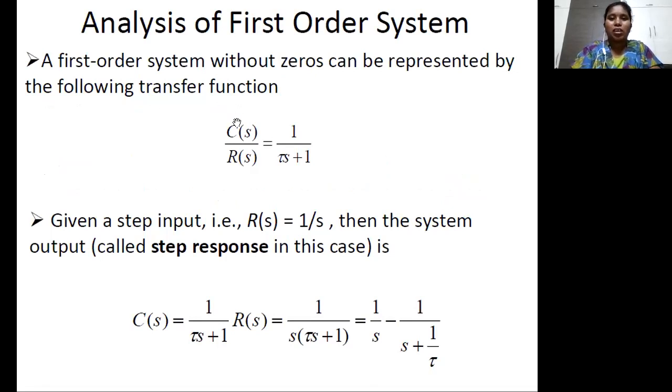Let us take the first order system. I am considering C of S by R of S, which is the Laplace transform of output divided by the Laplace transform of input. Here C of S divided by R of S is equal to 1 divided by tau S plus 1. Here tau is the time constant, and S is the Laplace variable. What is the degree of the S term in the denominator? That term represents the order of the equation. In the denominator there exists only one S, that is tau into S plus 1, so the degree of S is 1. So we can say it is a first order system.